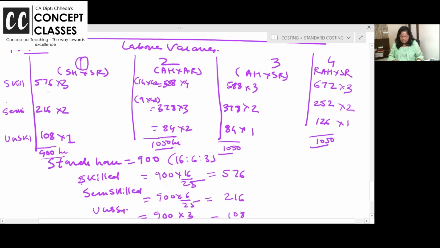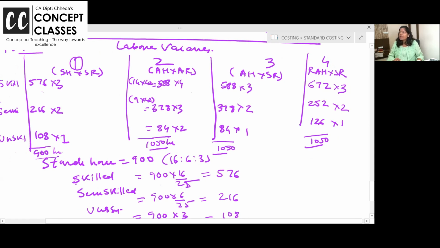Now your table is ready. Standard hours into standard rate, actual hours into actual rate, actual hours into standard rate, revised actual hours into standard rate. Standard rate, standard rate, standard rate. Only here it is differing. Okay? Let us calculate the answers now. 576 into 3. Are you all with me? 1728 rupees. Put it in memory.